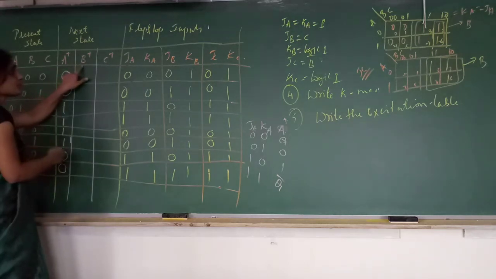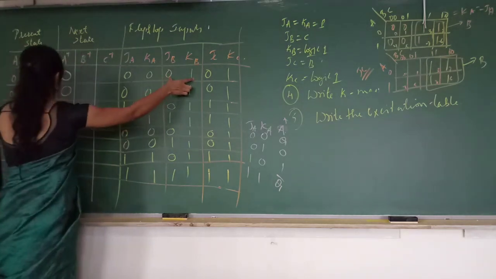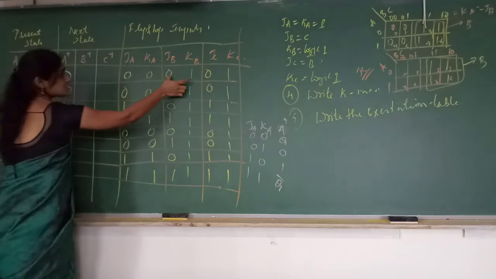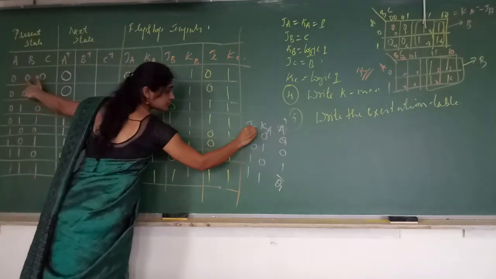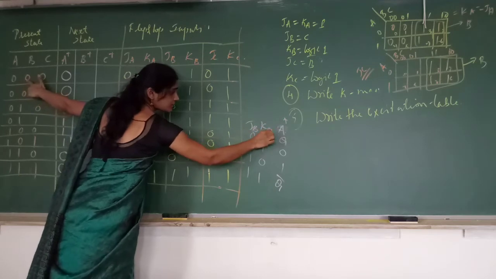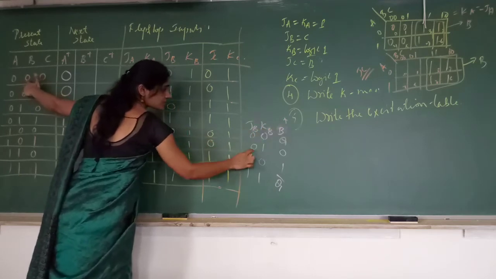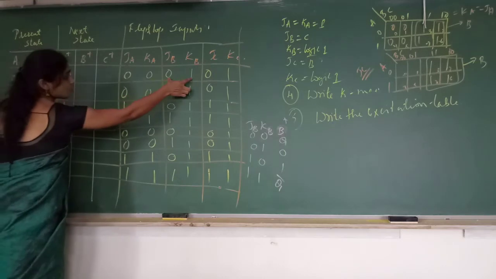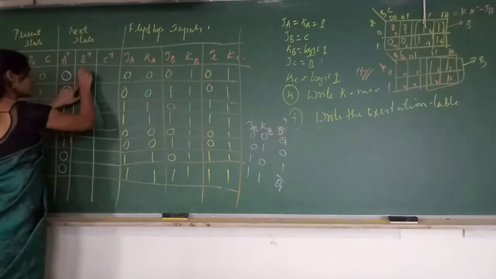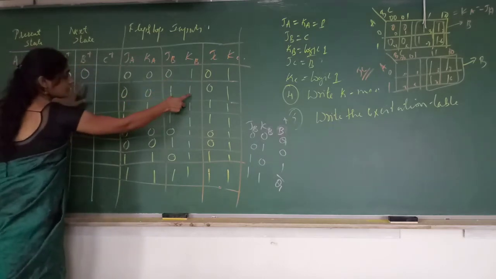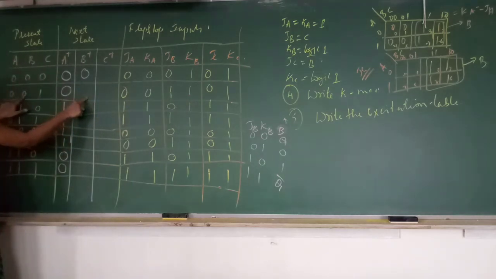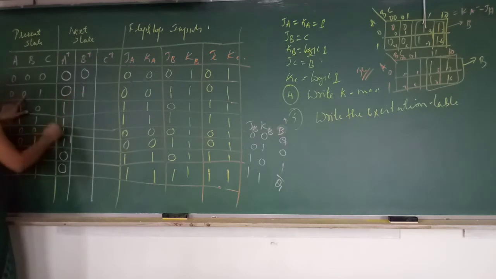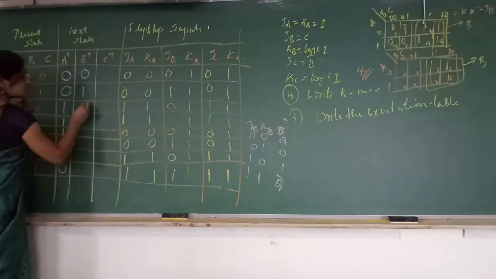Now, how do you write B plus? JB, KB are the inputs. B is the previous state. Now, this will be JB, this will be KB, this is B plus. 0 1: what is the next state? 0. Directly you can write 0. 1 1: next state is the complement of previous state. What is the previous state? 0. So 1. Then 0 1: 0.